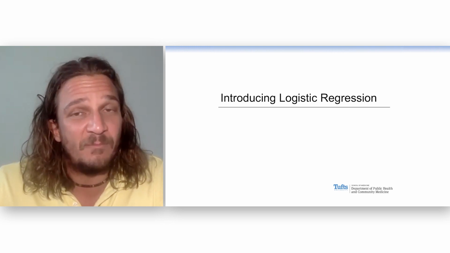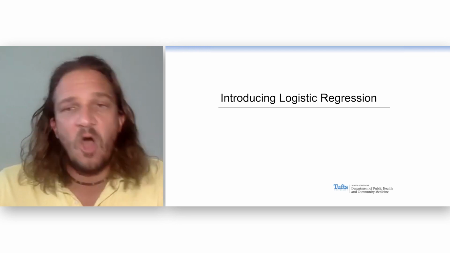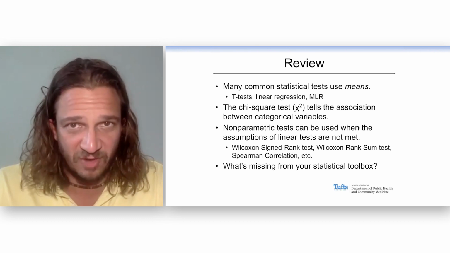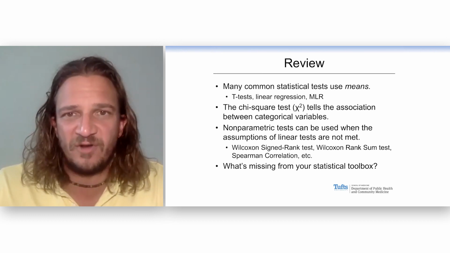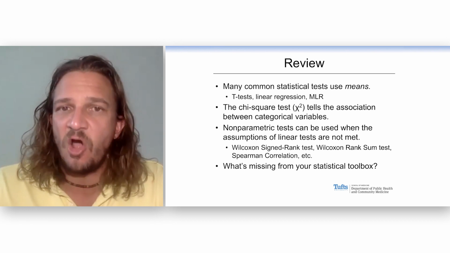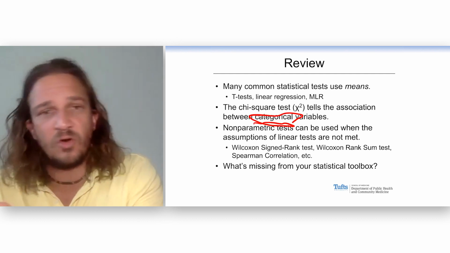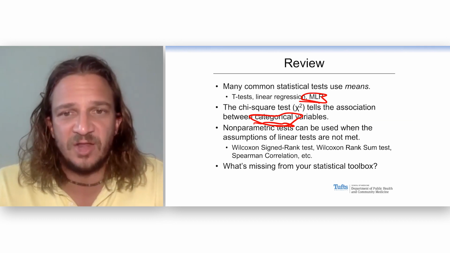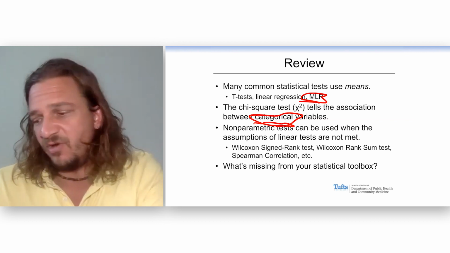In order to predict binary outcomes, we can't use any of the tools that we've done before. We've talked about using means, t-test, linear regression, multiple linear regression. We've talked about chi-square, where you can relate one categorical variable to another. We talk about non-parametric tests where some of the assumptions aren't met. But what about combining this sort of idea of a categorical variable with all of the powerful tools we learned in multiple linear regression? There is a tool that does this, and it's called logistic regression.